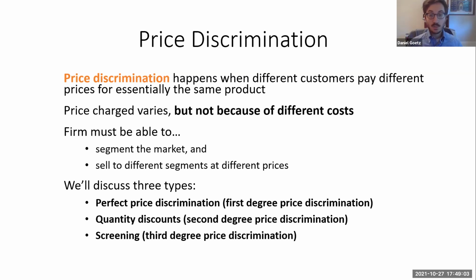So there's 3 kinds of price discrimination: perfect, which is first degree price discrimination; quantity discounts, second degree price discrimination; and then screening, which is third degree price discrimination. Okay. And we'll come back to coupons with third degree price discrimination.